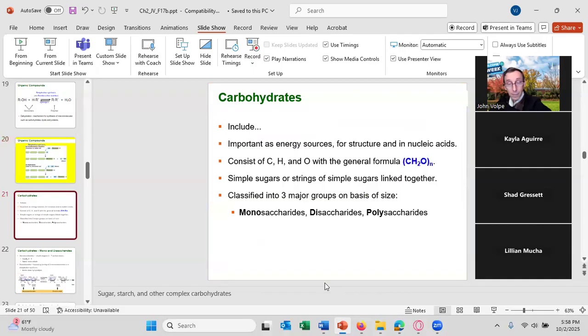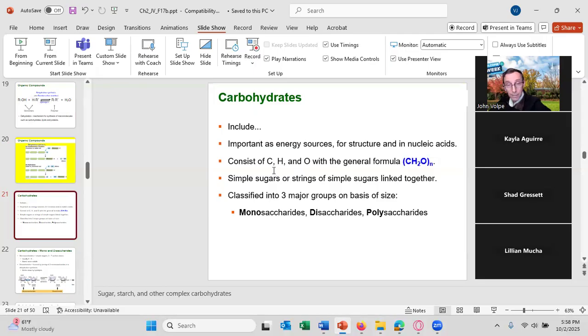All right, let's talk about the four biological molecules. Carbohydrates include sugar, starch, and other complex carbohydrates. Carbohydrates are an important energy source. You can find them in the structure of your cell, like on the cell surface, and in the structure of your body. You can also find carbohydrates in nucleic acids.